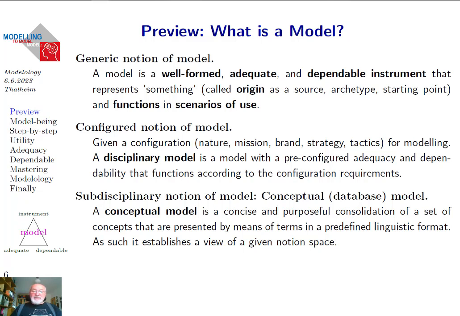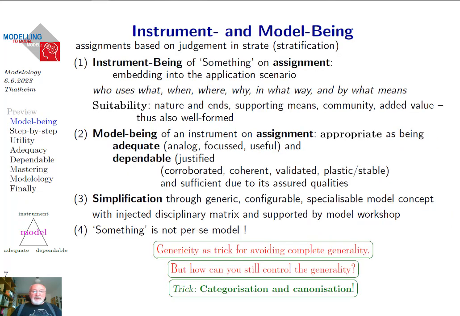As such, it establishes a view of a given notion or knowledge space that is behind that. That means in this case you have some kind of generic notions that can be configured, and finally they can also be specialized to the specific needs that we want to have. That means in this case we have now a very specific treatment of models. First of all, we should say a model should be an instrument. That means you have something like an instrument being of something as an assignment. That means in this case we require that this should be suitable.